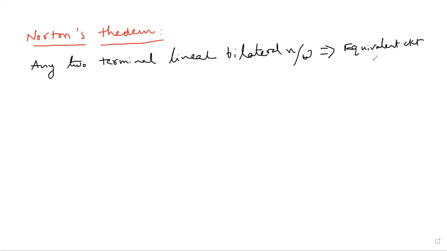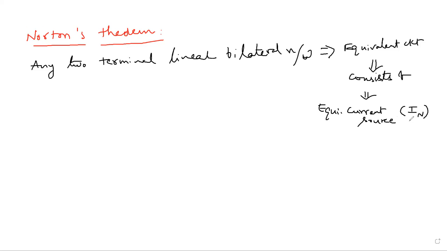Consisting of an equivalent source, VTH in series with resistance. Here it is an equivalent current source. In Thevenin's it should be an equivalent voltage source. Here it is an equivalent current source, so that value we can call IN because it is under Norton's. Therefore the current is called Norton's current.